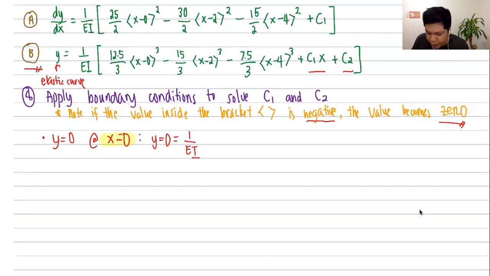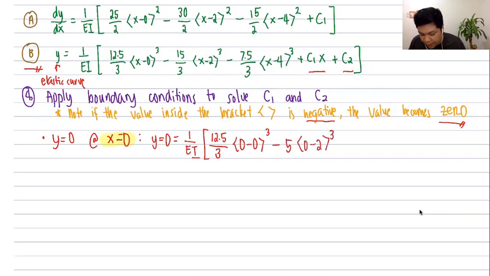So let's just copy that. That's 12.5 over 3 times 0 minus 0, cube, minus 15 over 3, that's 5, 0 minus 2, cube. 7.5 over 3, that's 2.5, 0 minus 4, I'm just substituting x equals 0, cube, plus C1 times x, that's 0, plus C2, okay?